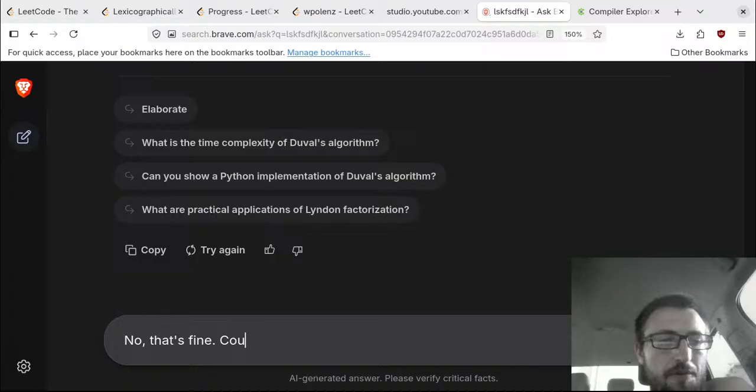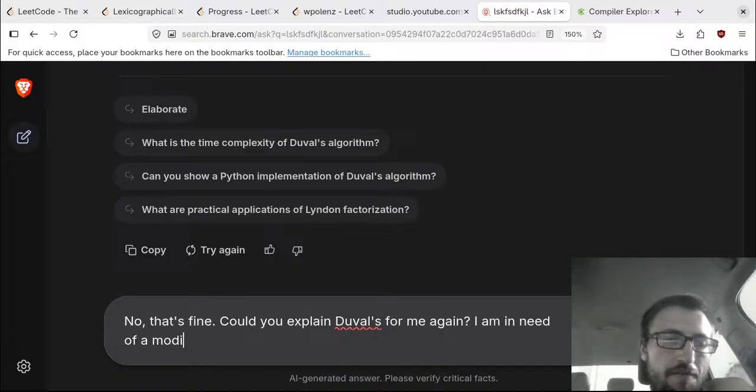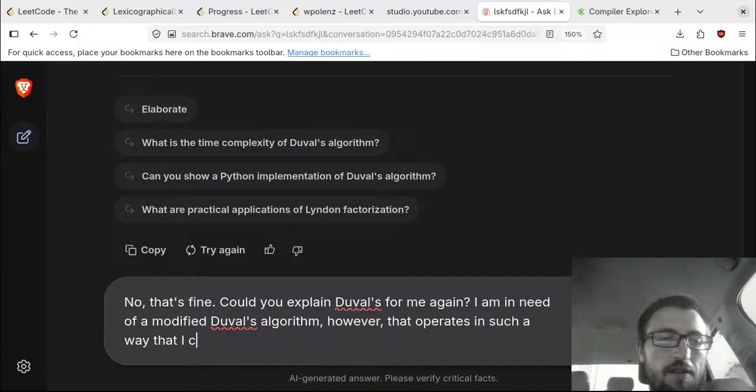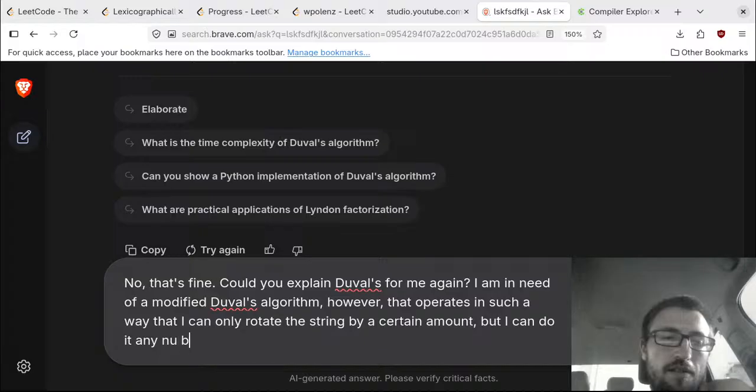Could you explain Duval's for me again? I am in need of a modified Duval's algorithm, however, that operates in such a way that I can only rotate the string by a certain amount, but I can do it any number of times. Are you with me?